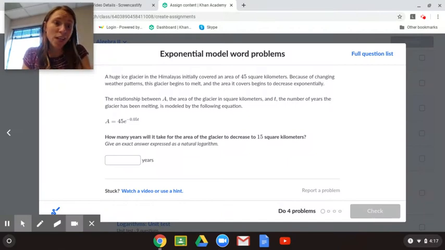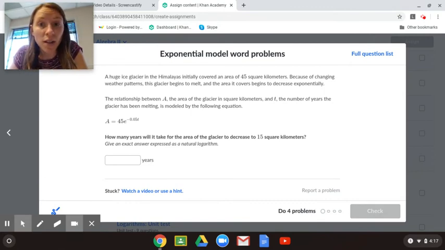I wanted to do an example on exponential model word problems, because word problems are hard. A huge ice glacier in the Himalayas initially covered an area of 45 square kilometers. Because of changing weather patterns, this glacier begins to melt and the area it covers begins to decrease exponentially. The relationship between A, the area of the glacier in square kilometers, and T, the number of years the glacier has been melting, is modeled by the following equation. A equals 45 times e to the negative 0.05 T.